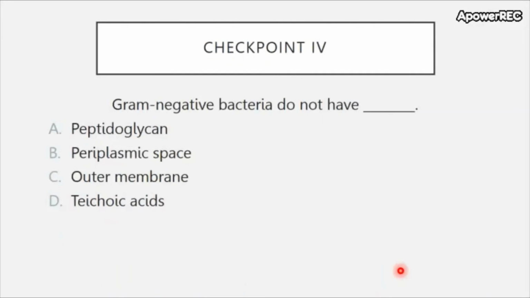Here we have checkpoint 4, which asks, gram-negative bacteria do not have blank. A, peptidoglycan, B, periplasmic space, C, outer membrane, or D, teichoic acids.